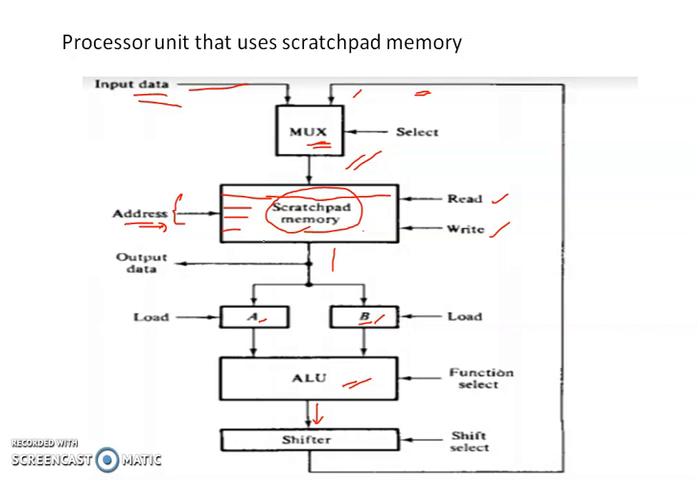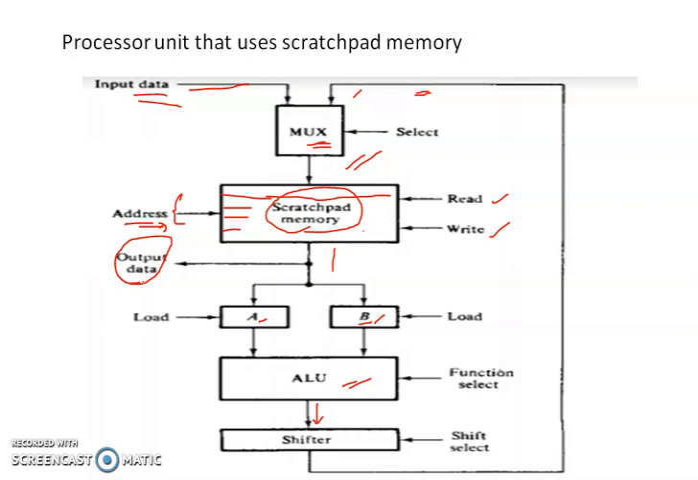In one more case, from the ScratchPad memory the data can be given directly to some other serial output, without performing any ALU operation. The data can be taken and used for some other purposes. That's why here it is given as output data. So this is the case of the ScratchPad memory.